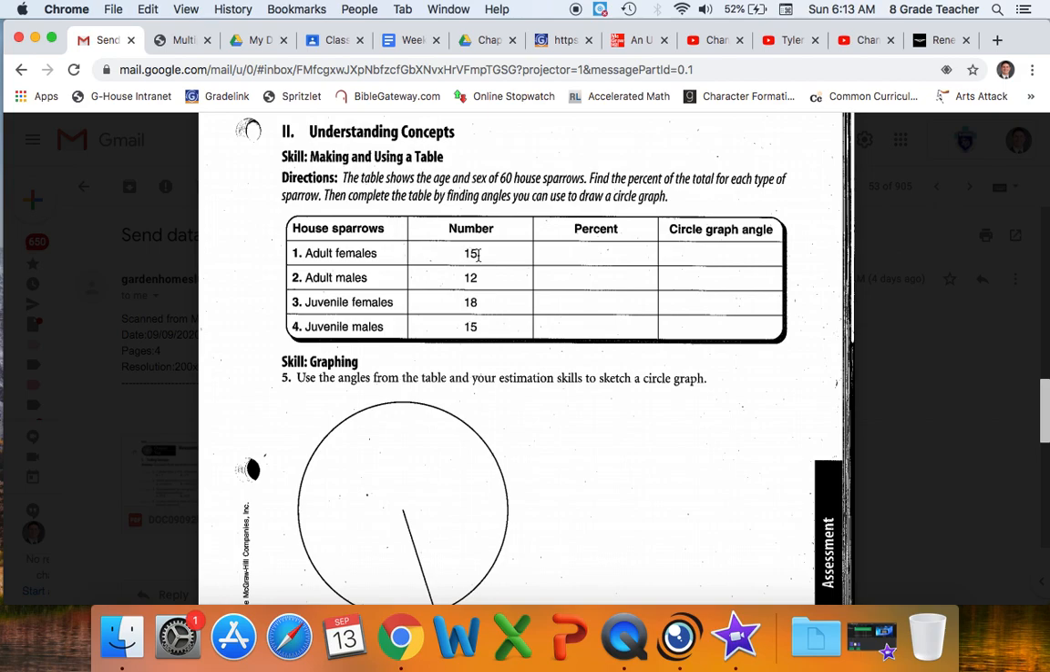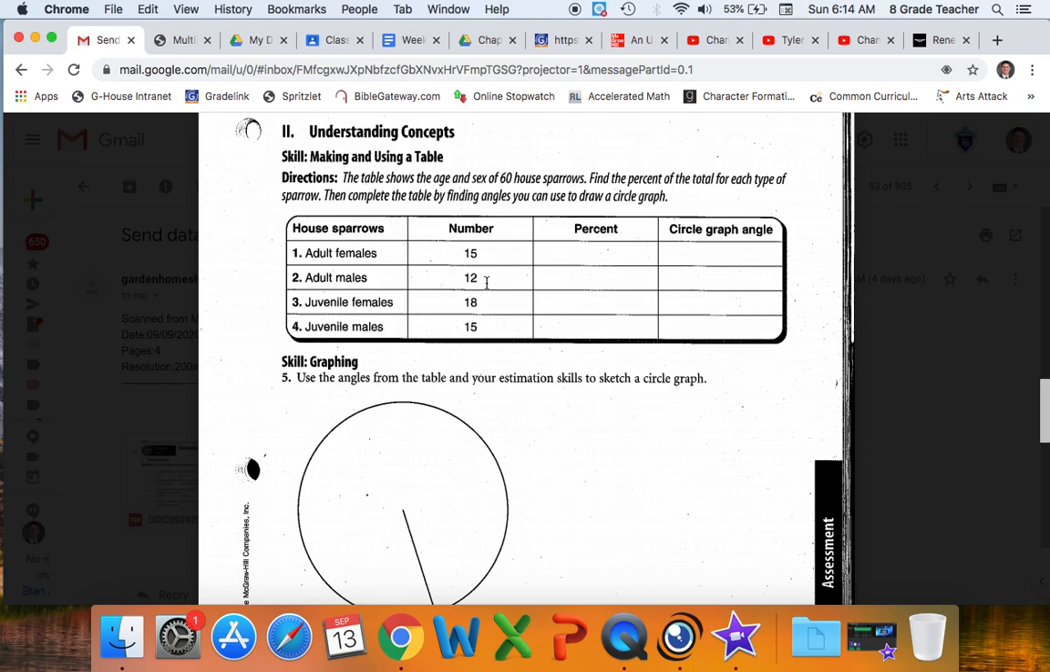What is 15 divided by 60 as a percentage? What is 12 divided by 60 as a percentage? 18 divided by 60 as a percentage. 15 divided by 60 as a percentage. Now in this case, 15 divided by 60 is going to give you a decimal. The decimal is going to be 0.25. Then you're going to take that 0.25, multiply by 100, move the decimal 2 places to the right. This would be 25%. Well, if this one's 25% because it's 15, this one's 25%.